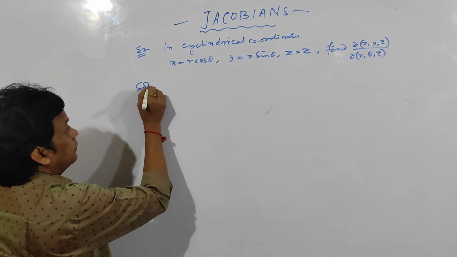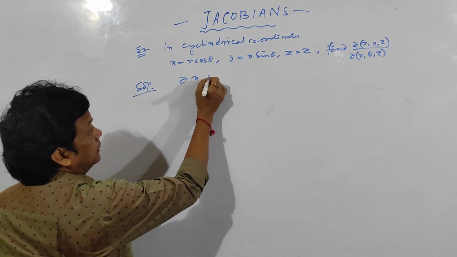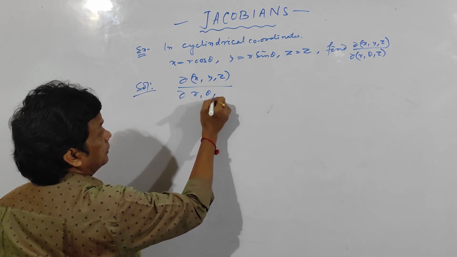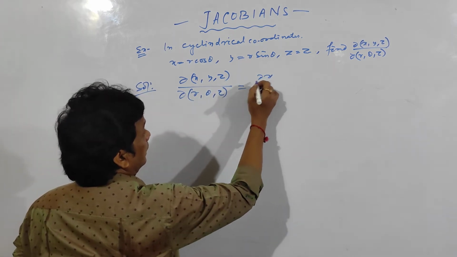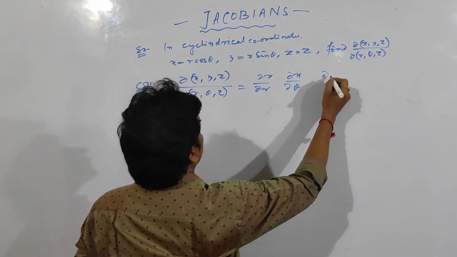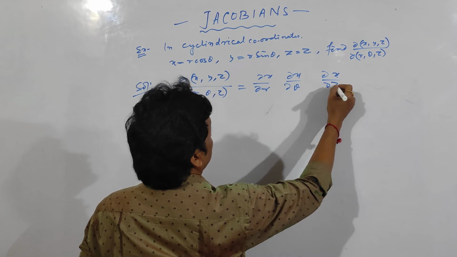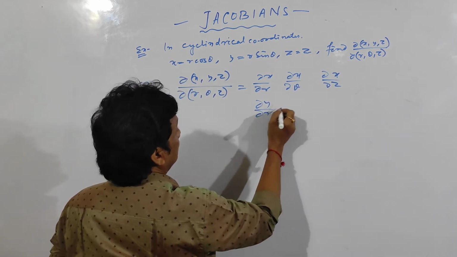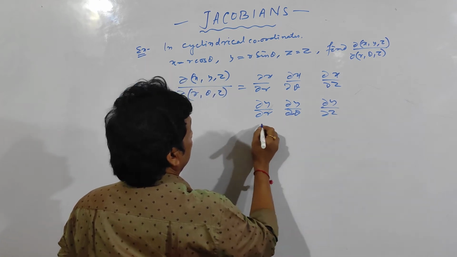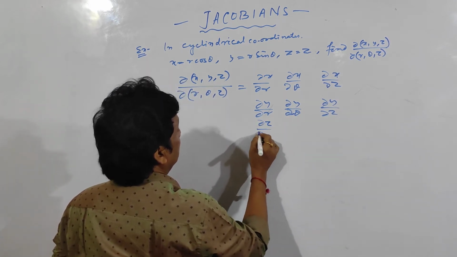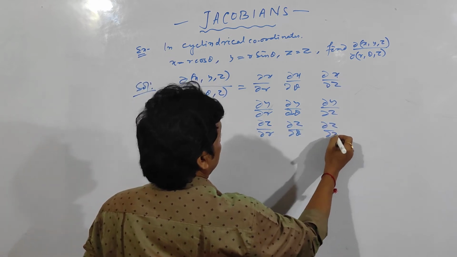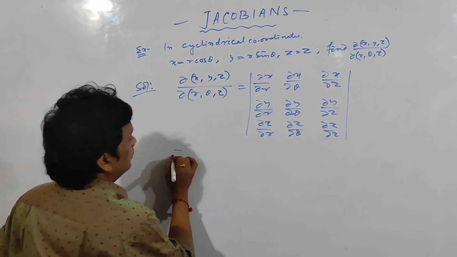So directly write the Jacobian of x, y, z with respect to r, theta, z. It is del x by del r, del x by del theta, del x by del z, and del y by del r, del y by del theta, del y by del z, and del z by del r, del z by del theta, and del z by del z. Take the determinant. Simply put the values.